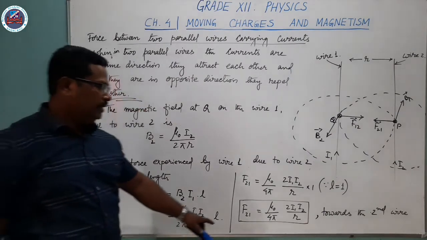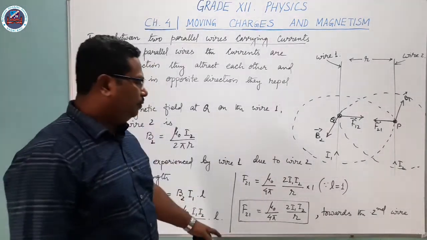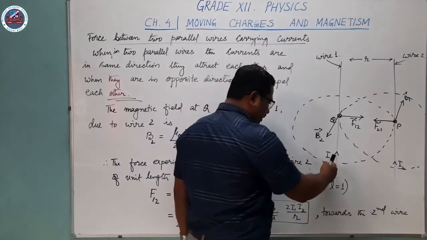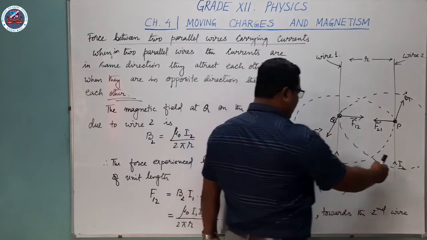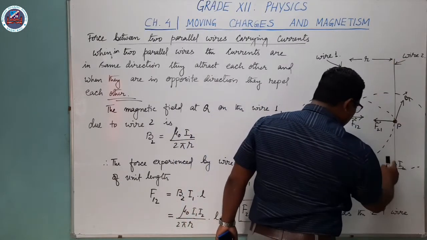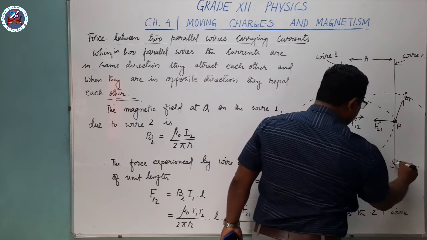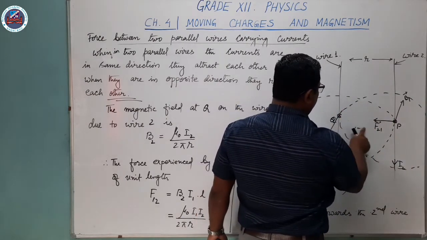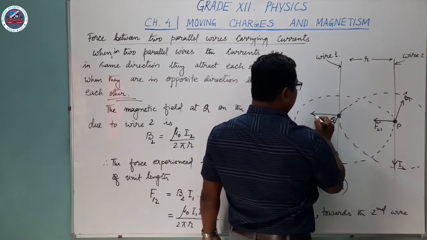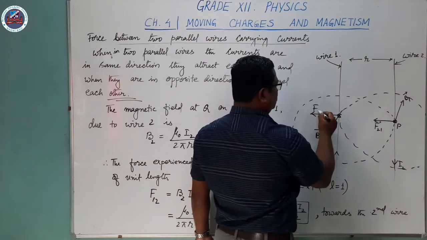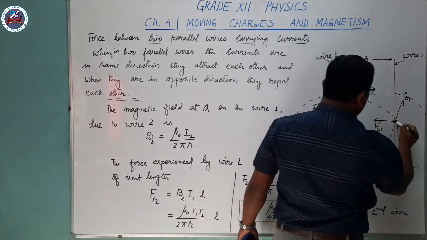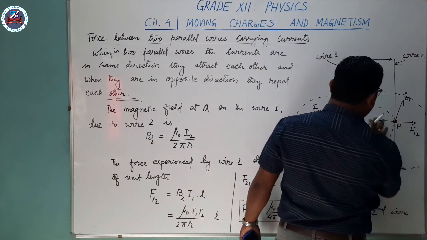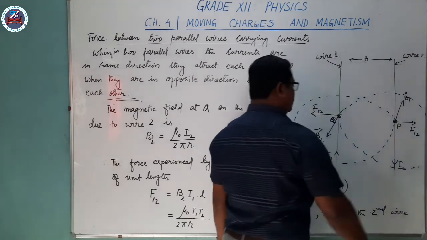The magnitude of force will remain the same, but they will repel each other. Suppose current I1 is passing from down to top and I2 is passing from top to bottom, in the opposite direction. Then the whole thing will change. These force directions will change. Here it will go this way, and this one will go in the other direction. F12 you will get. This one you can think and see.